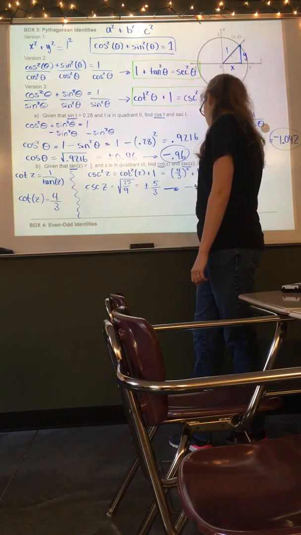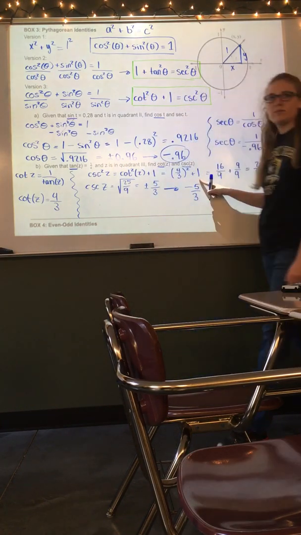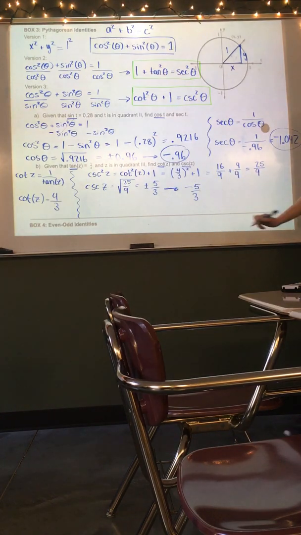Where did the 9 over 9 come from? That is 1, rewritten with a common denominator.